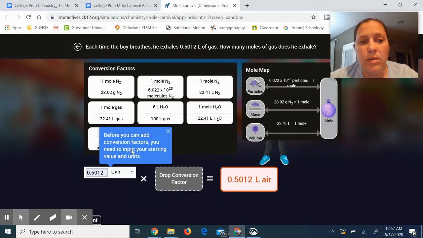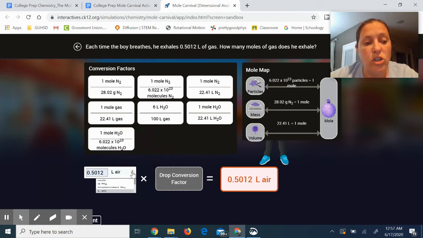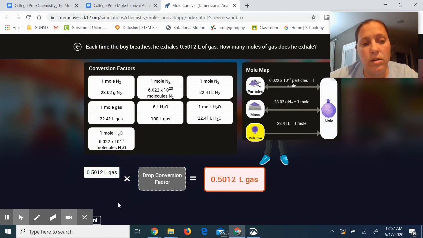Now notice I get some kind of error screen. What that means is I've probably inputted something wrong. Now look at the question. It says liters of gas. Do my units say liters of gas? They don't. They say liters of air. So I'm going to change this, and you'll see if you scroll down, liters of gas. I made that mistake the first time that I did that. So learn from my mistakes.